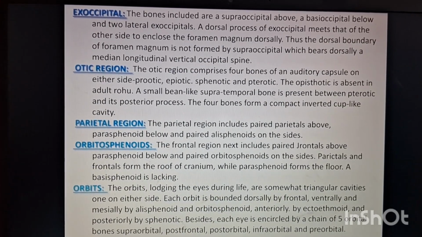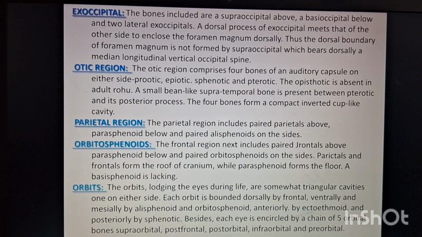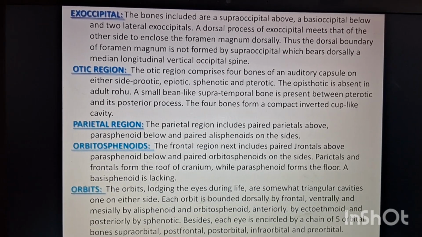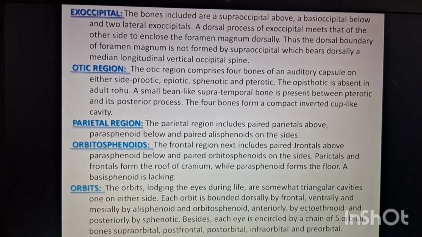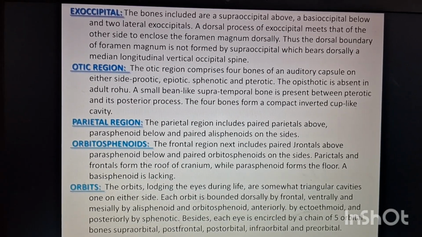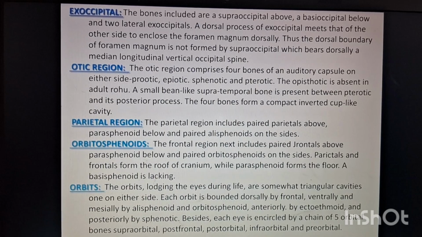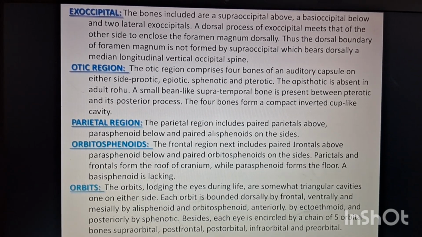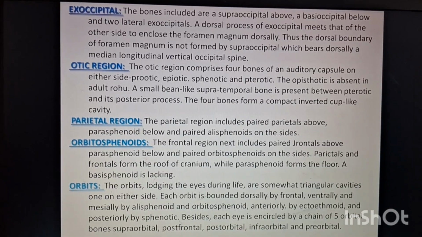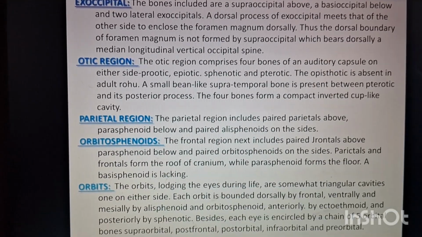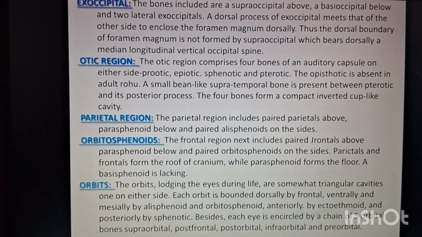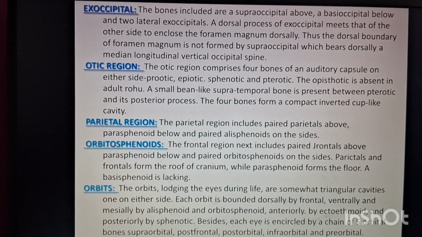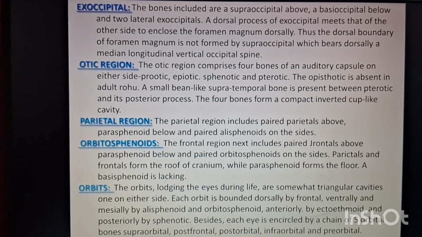Next, the parietal region. The parietal region includes paired parietals above, parasphenoid below and paired alisphenoids on the sides. Next, orbitosphenoids. The frontal region, which is next, includes paired frontals above, parasphenoid below and paired orbitosphenoids on the sides. Parietals and frontals form the roof of the cranium, while the parasphenoid forms the floor. A basisphenoid is lacking.